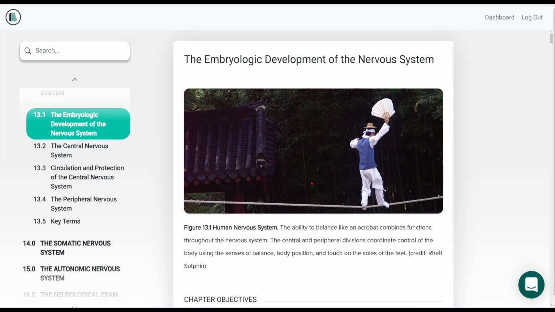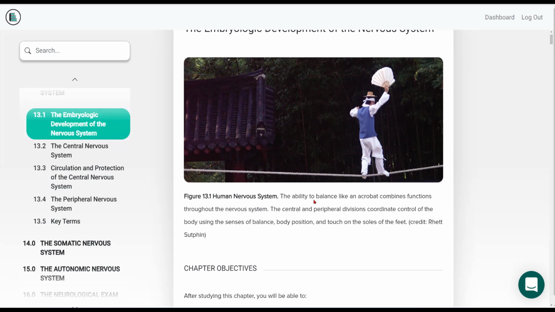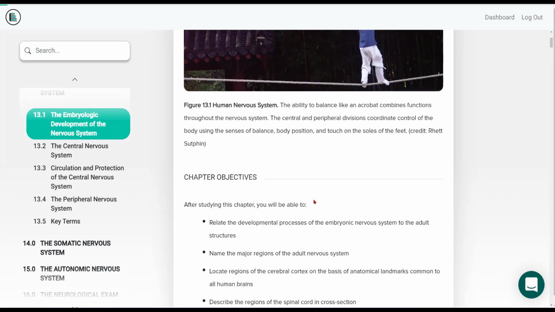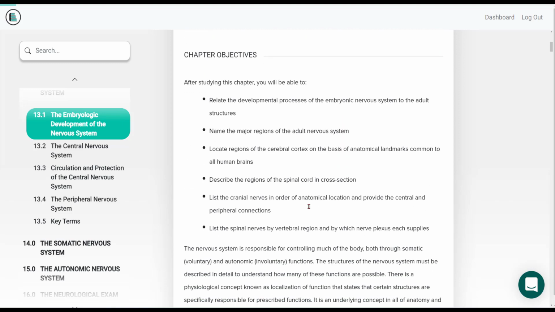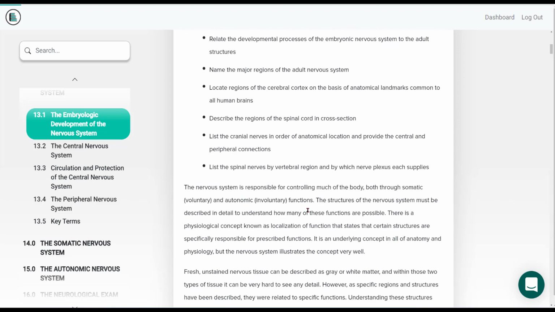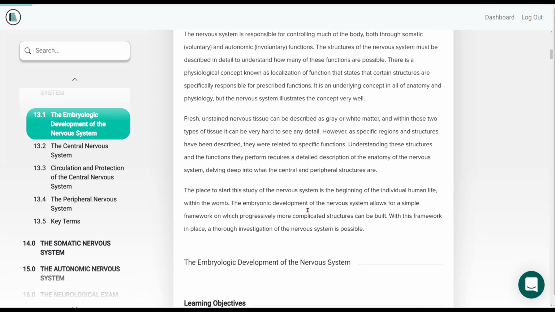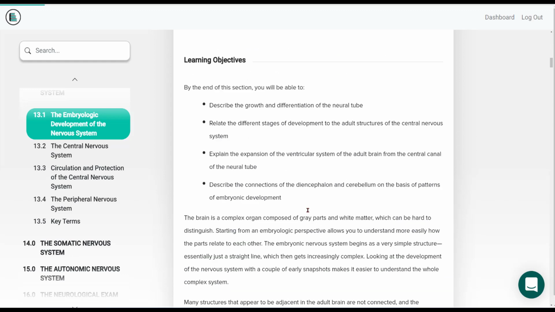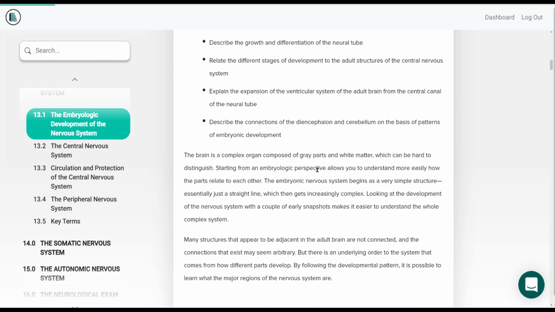So let's take a look first at 13.1. I have gone ahead and I've already highlighted a couple of key terms, and I have blocked out some things that are not as important. But let's take a look at where the nervous system comes from. And we already saw this early in the course. We learned that the nervous system comes from the early embryo in the outer layer of the ectoderm.